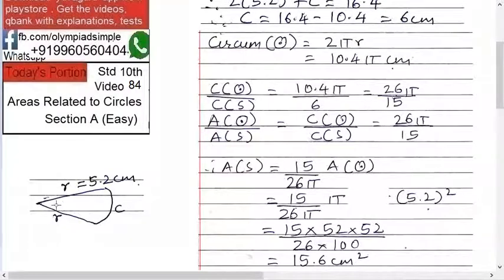Make this sector 60 degrees, try the area, and keep this R the same, let's say 5, and make this 60, and you can try. You will get the same ratios. So the area of the sector equals what now? 15 upon 26. See this.